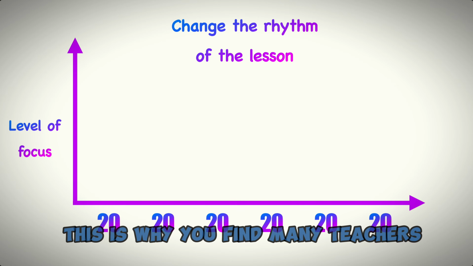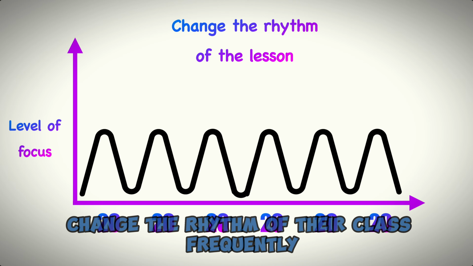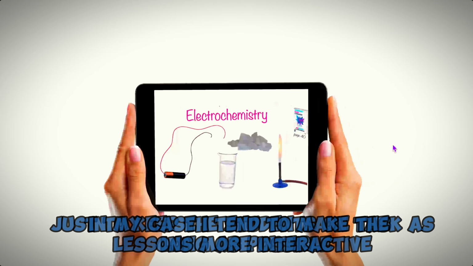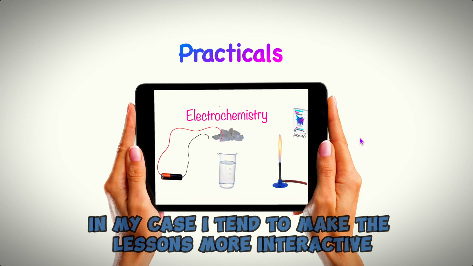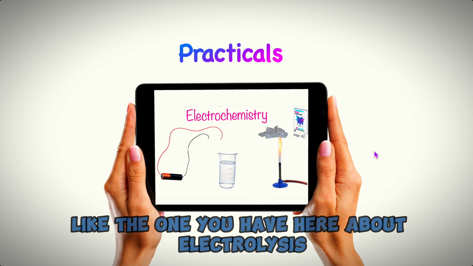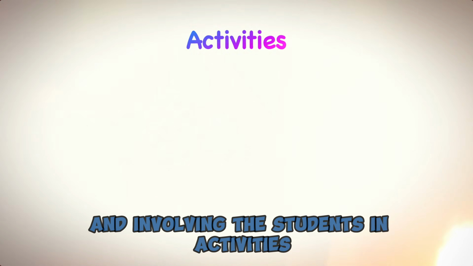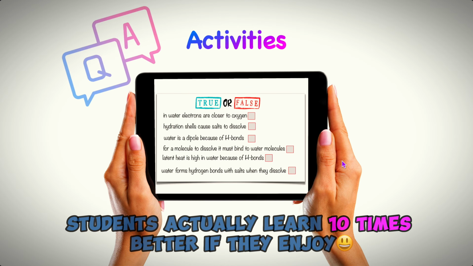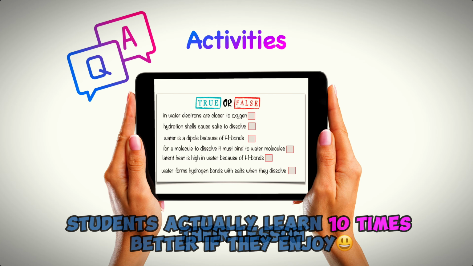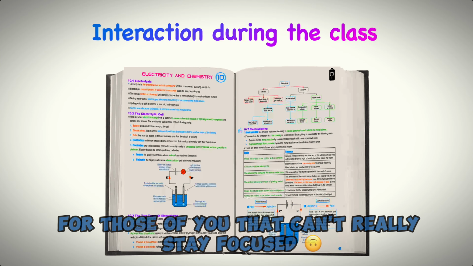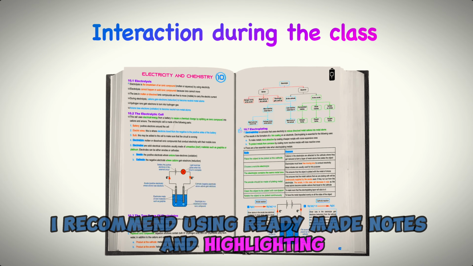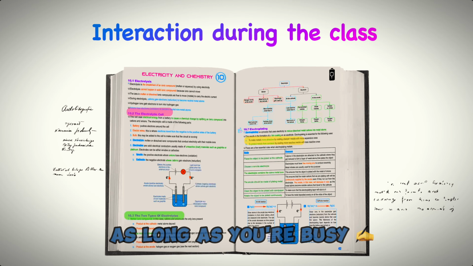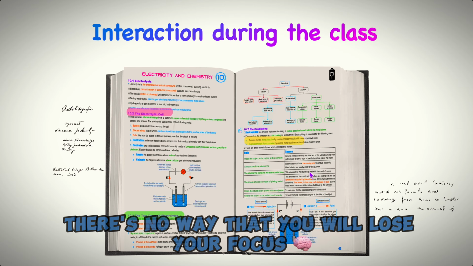This is why you find many teachers change the rhythm of their class frequently, just to keep the students on task as long as possible. In my case, I tend to make the lessons more interactive by integrating experiments, like the one you have here about electrolysis, and involving the students in activities, quizzes, and questions. Students actually learn 10 times better if they enjoy their lesson. For those of you who can't really stay focused, I recommend using ready-made notes and highlighting, annotating, and solving questions along with your teacher. As long as you're busy, there's no way that you will lose your focus.